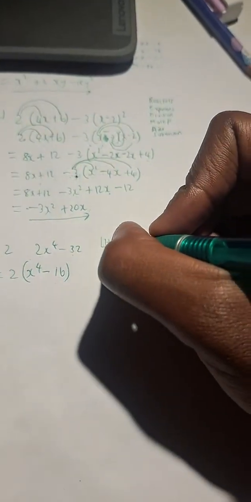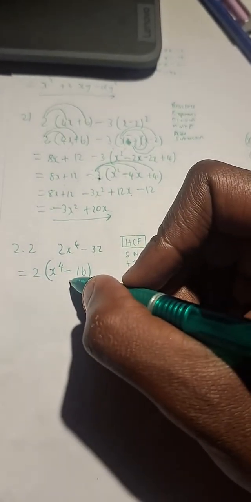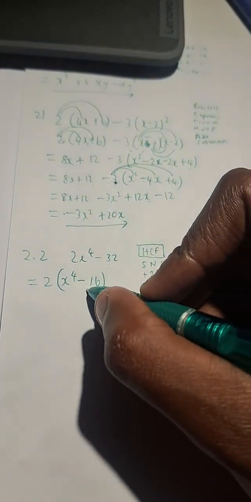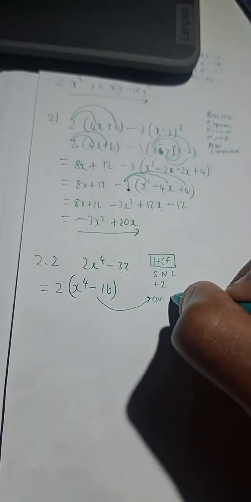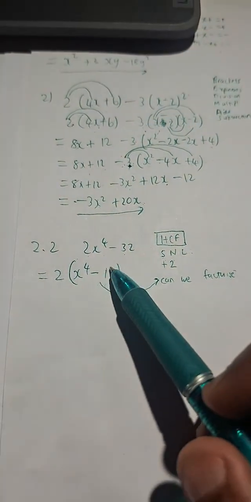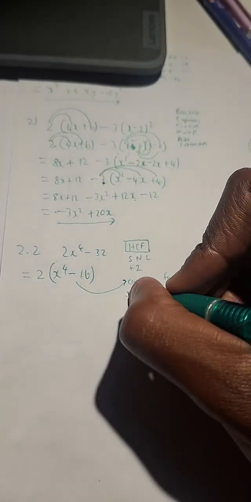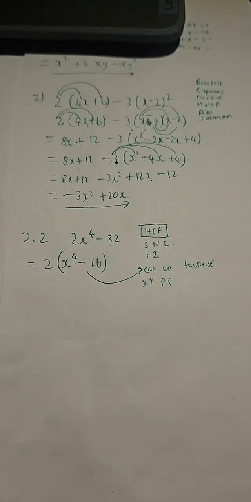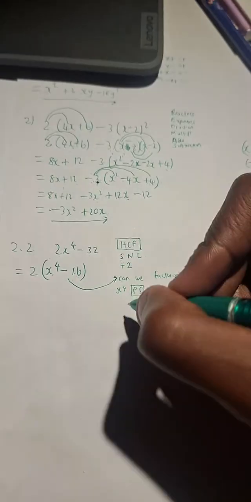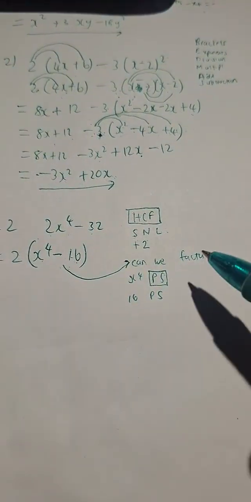Now we would think that we are done with our factorization, but we always, after taking out the highest common factor, go back to the bracket and ask ourselves, can we factorize this any further? When we look inside, x to the power 4 minus 16, x to the power 4 is what we call a perfect square. 16 is also what we call a perfect square.